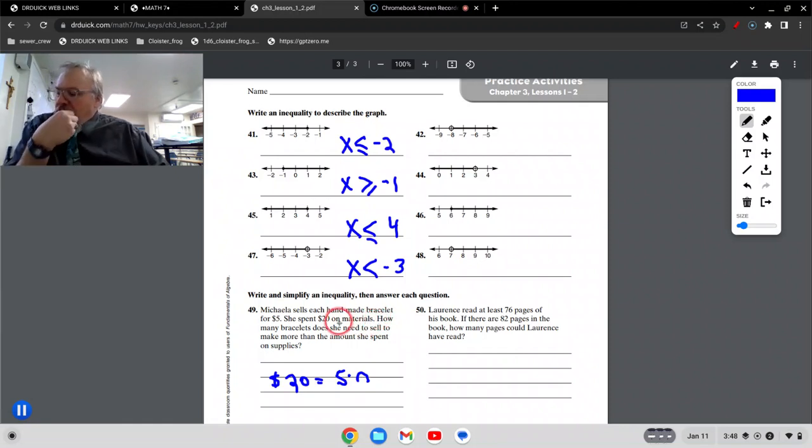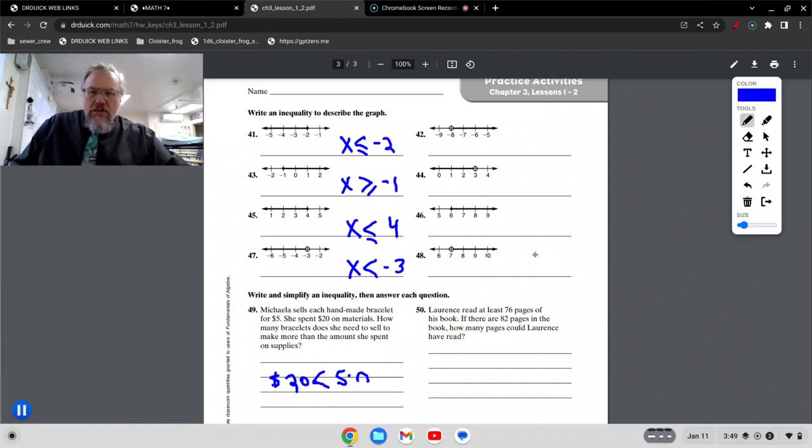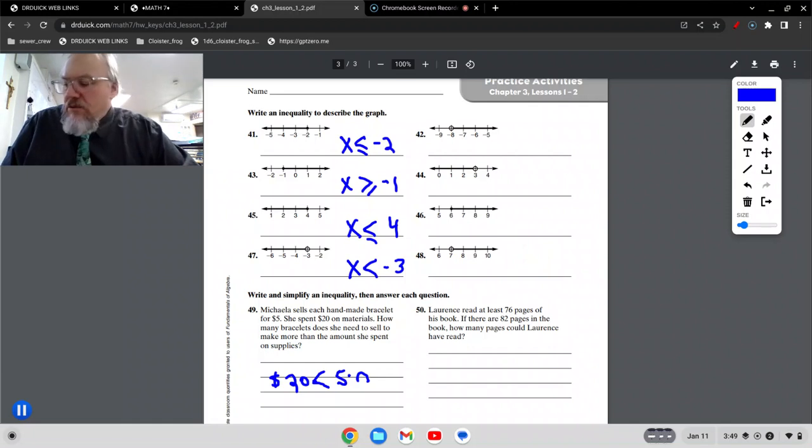Which says, how many bracelets does she need to sell to make more than the amount she spent? So this has to be more, right? For it to be more than the amount she spent, you have to think of it like this: it has to be greater, not equal to 20, more than what she spent. It has to be greater than 20. This pretty much covers all these things, the odds. Hopefully this was helpful, and it makes the evens much easier to do.